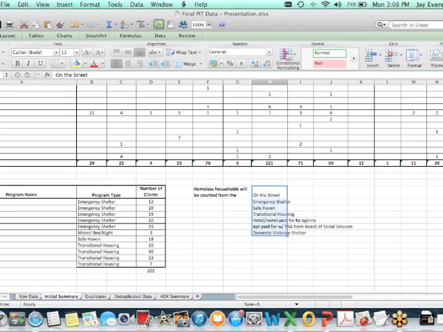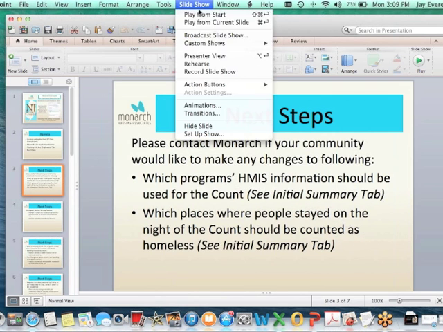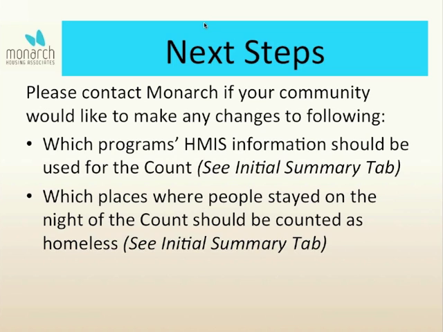Also, if you wanted to make a change to which programs were pulled from HIMIS, that would be a fundamental change to the amount and type of data and where we got that data. That would need to be something that you call or email us about. So that's one type of change that you might want to make, and those are the next steps you would need to take to address it with us.